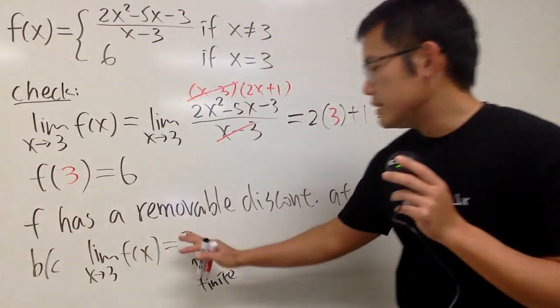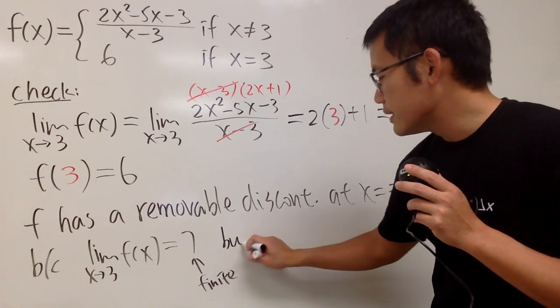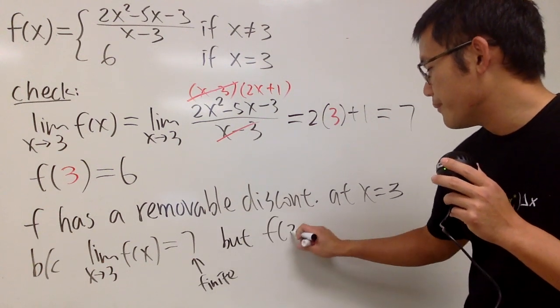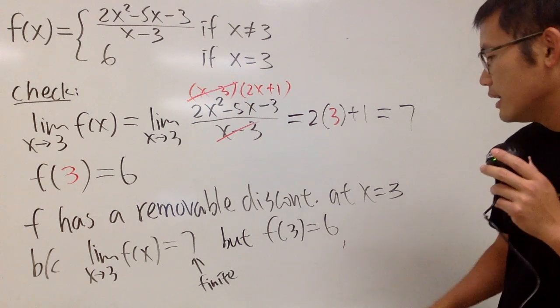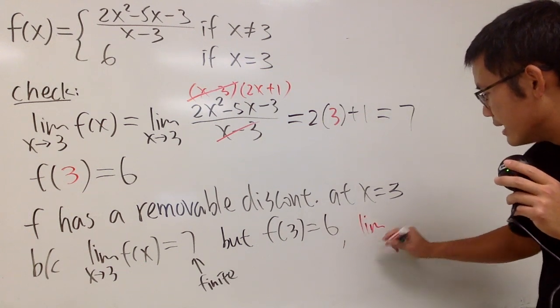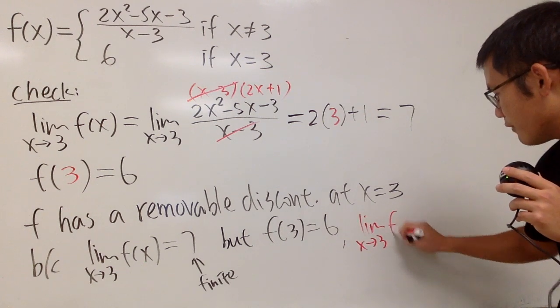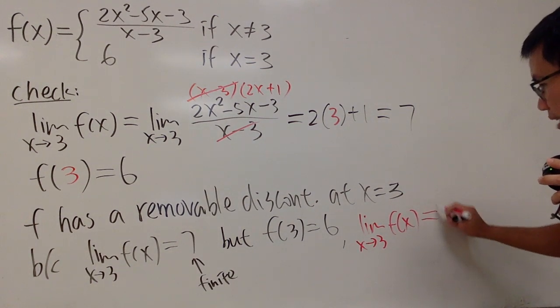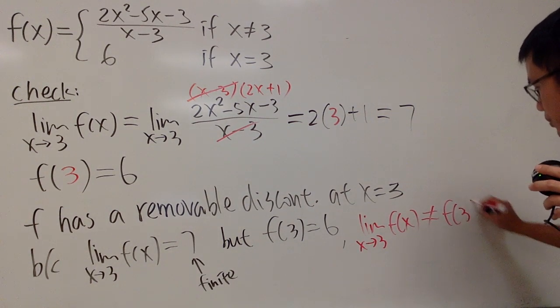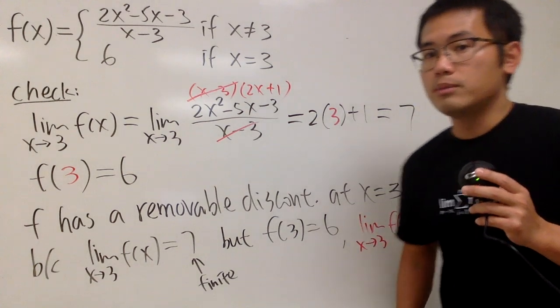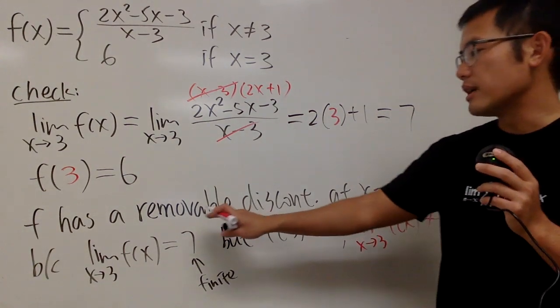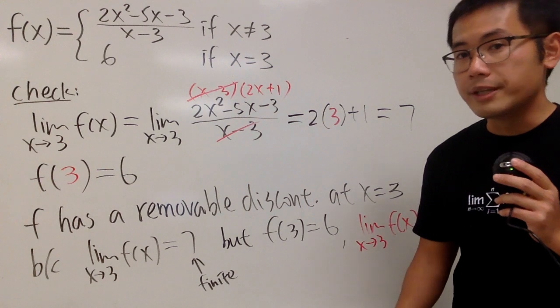Because this right here is equal to 7, but f of 3 is equal to 6. So in other words, the limit as x approaching 3 of the function is not the same as f of 3. So that's pretty much how you can say it. Then that's how you can say there's a removable discontinuity.